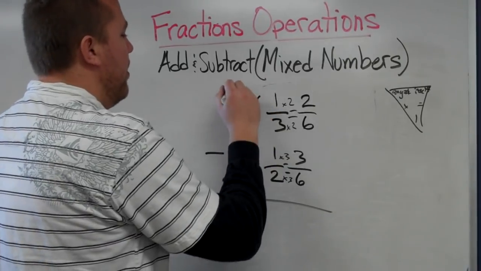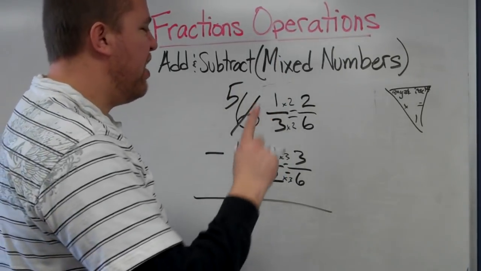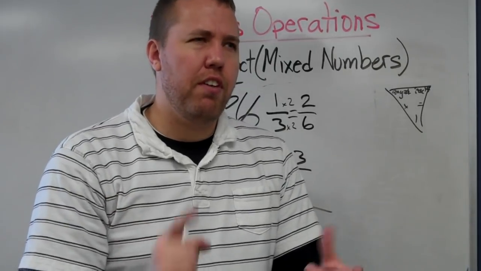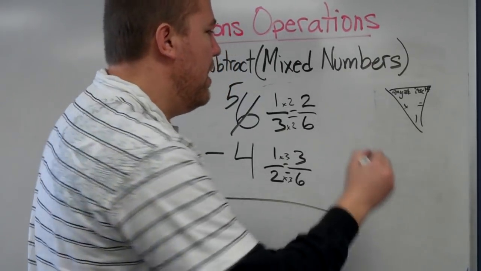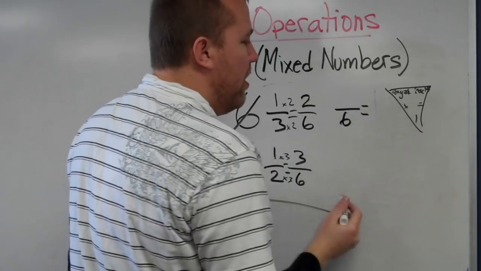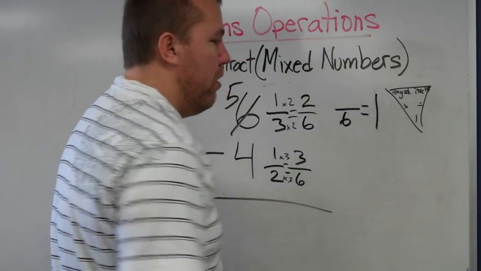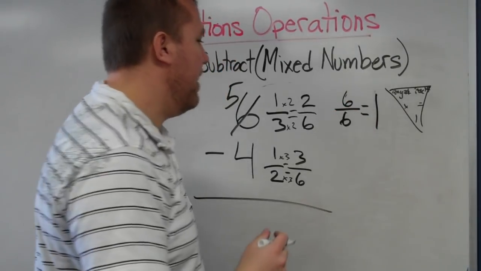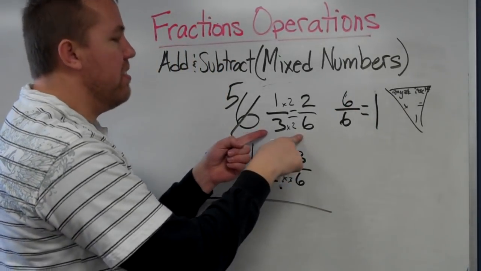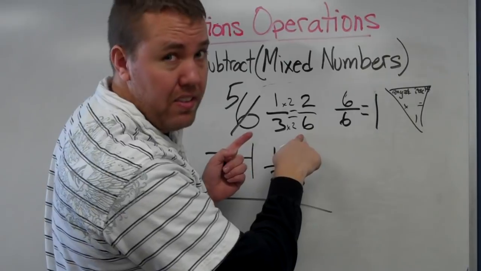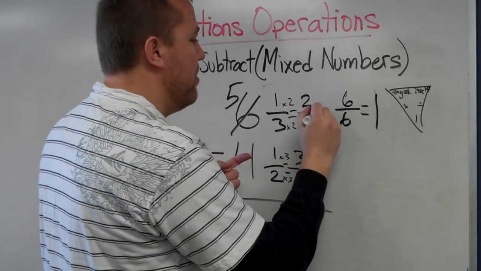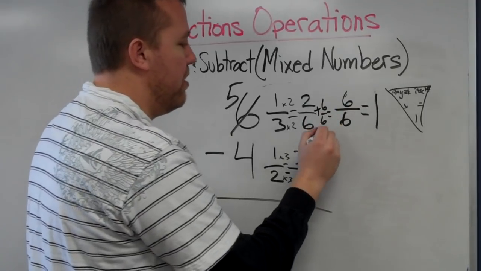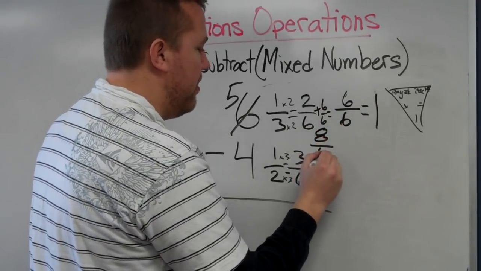Okay, well, 6 wholes, I took away 1 whole, so now I have 5 wholes. Now I'm talking sixths. If I have 1 whole in sixths, how many sixths equals 1 whole? Any number divided by itself equals 1, so 6 sixths. I borrowed 6 sixths, so how many sixths am I adding to our 2 sixths? I'm going to add 6 sixths. So now instead of 2 sixths, I have 8 sixths.